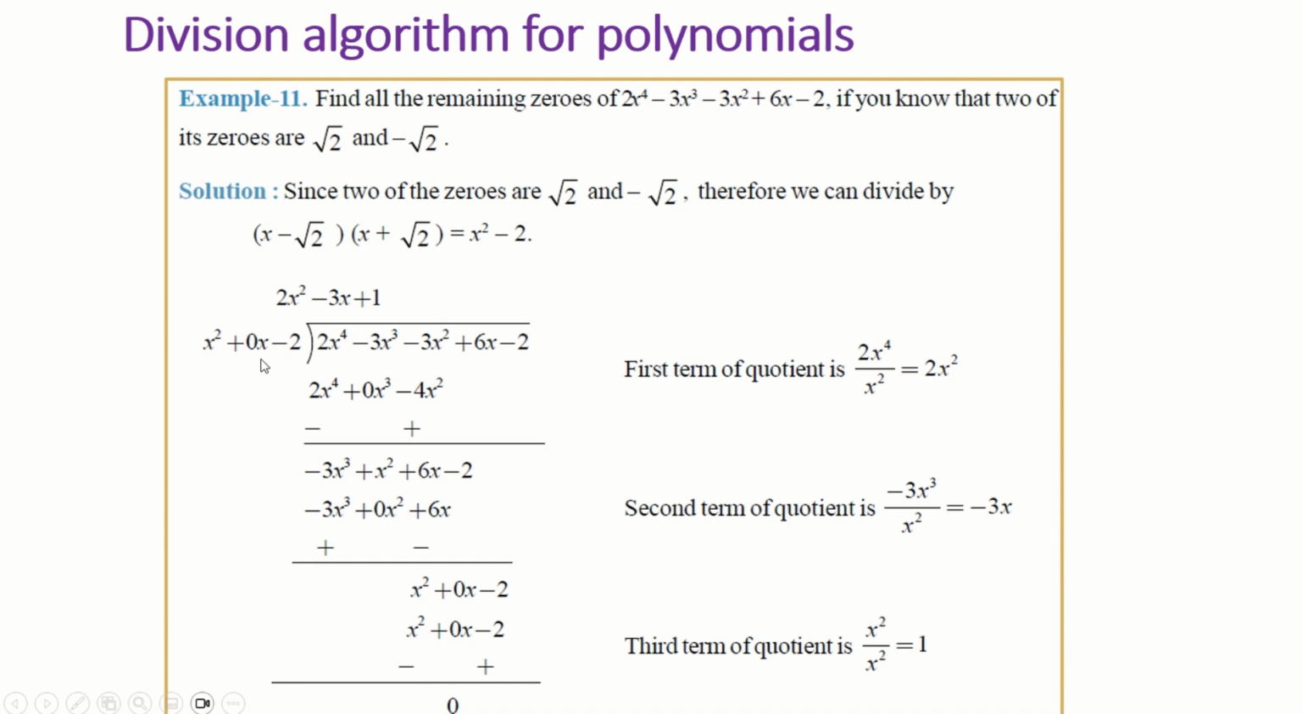There is a 0x here. Okay. Just for convenience, it is easy to put, so keep it. Then divide it, what you will get is 2x square minus 3x plus 1 as the quotient, and the remainder is 0. Okay.